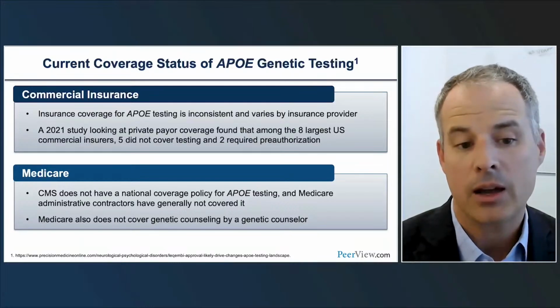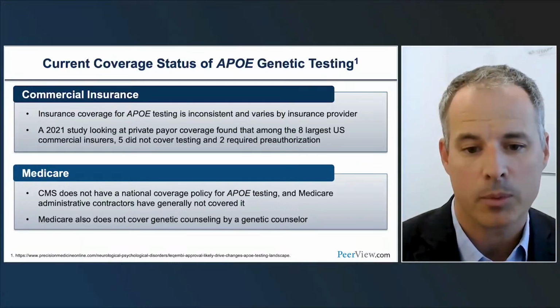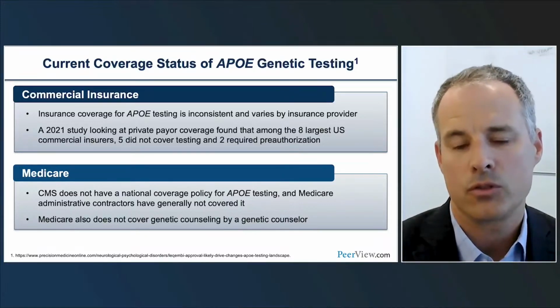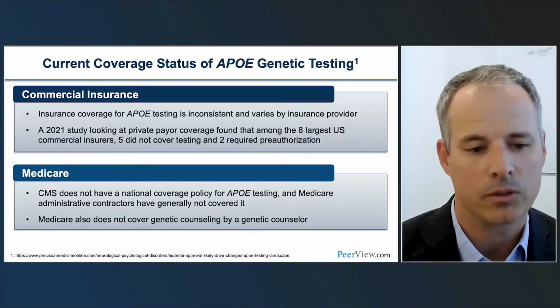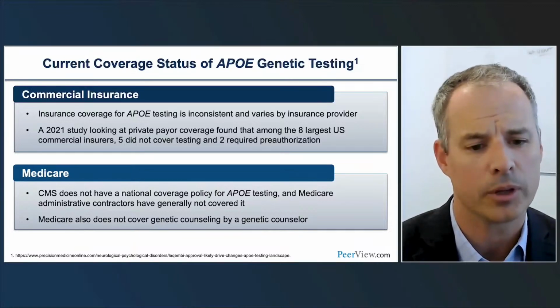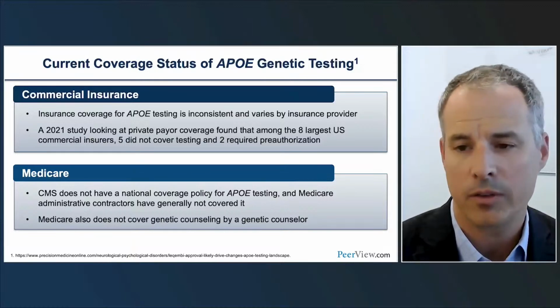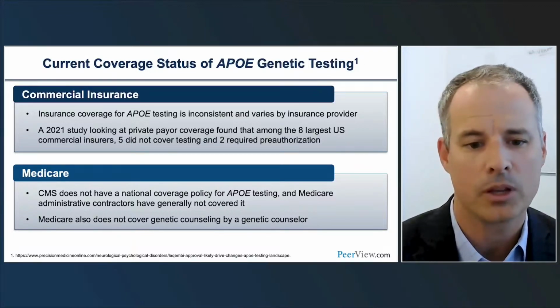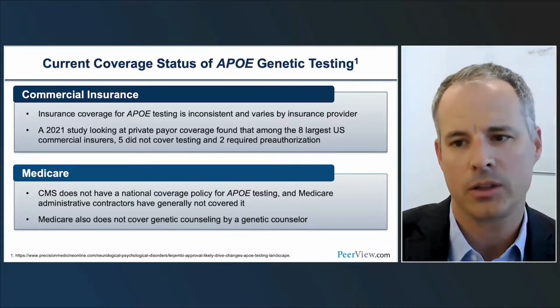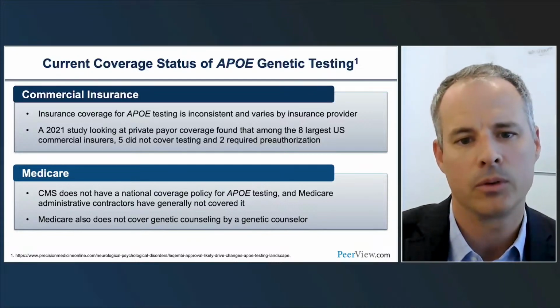Medicare does not currently have a national coverage policy for ApoE testing, which is odd because Medicare does cover these drugs and all associated tests otherwise, but it's generally not covered at this point. It also doesn't cover genetic counseling. So these are potential expenses that are shouldered by the patient, and you have to consider that when you order this testing.